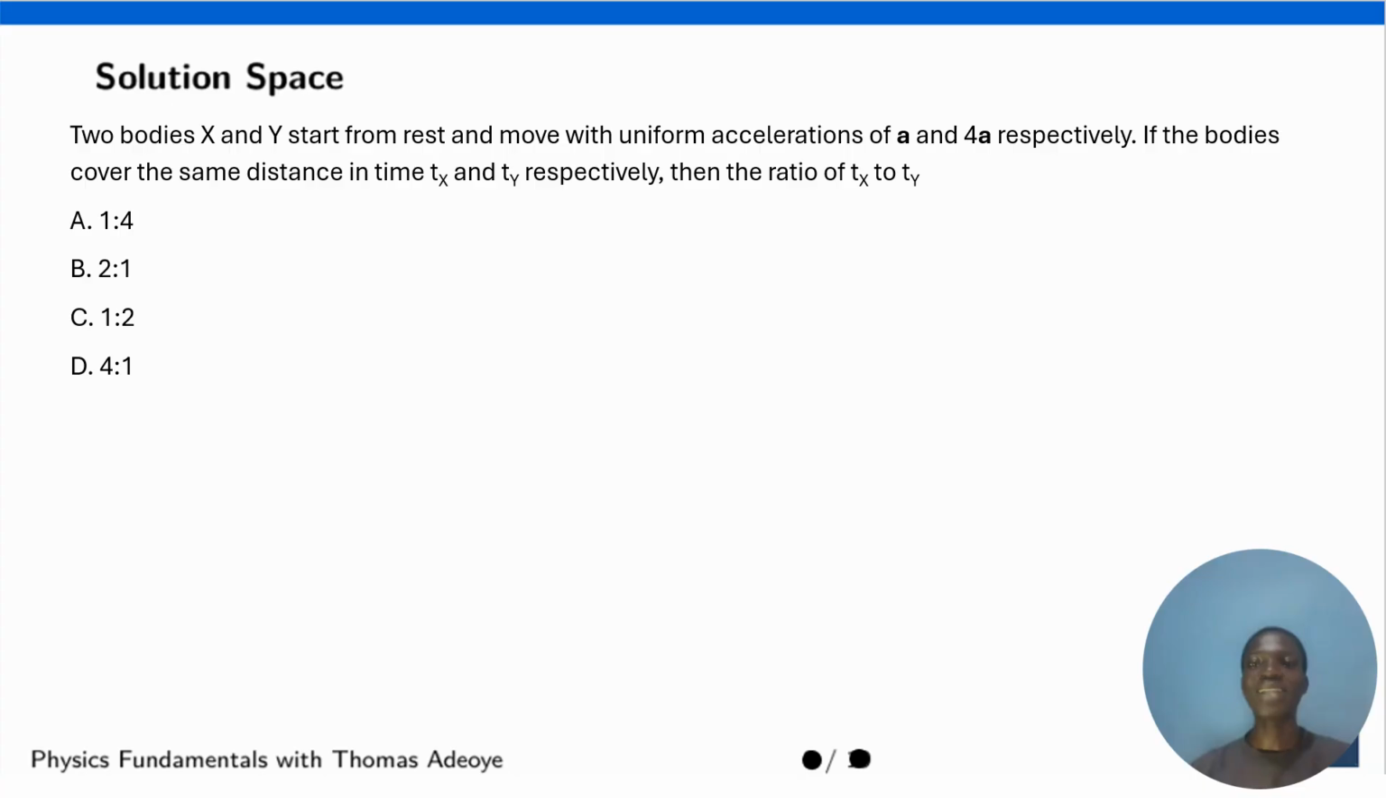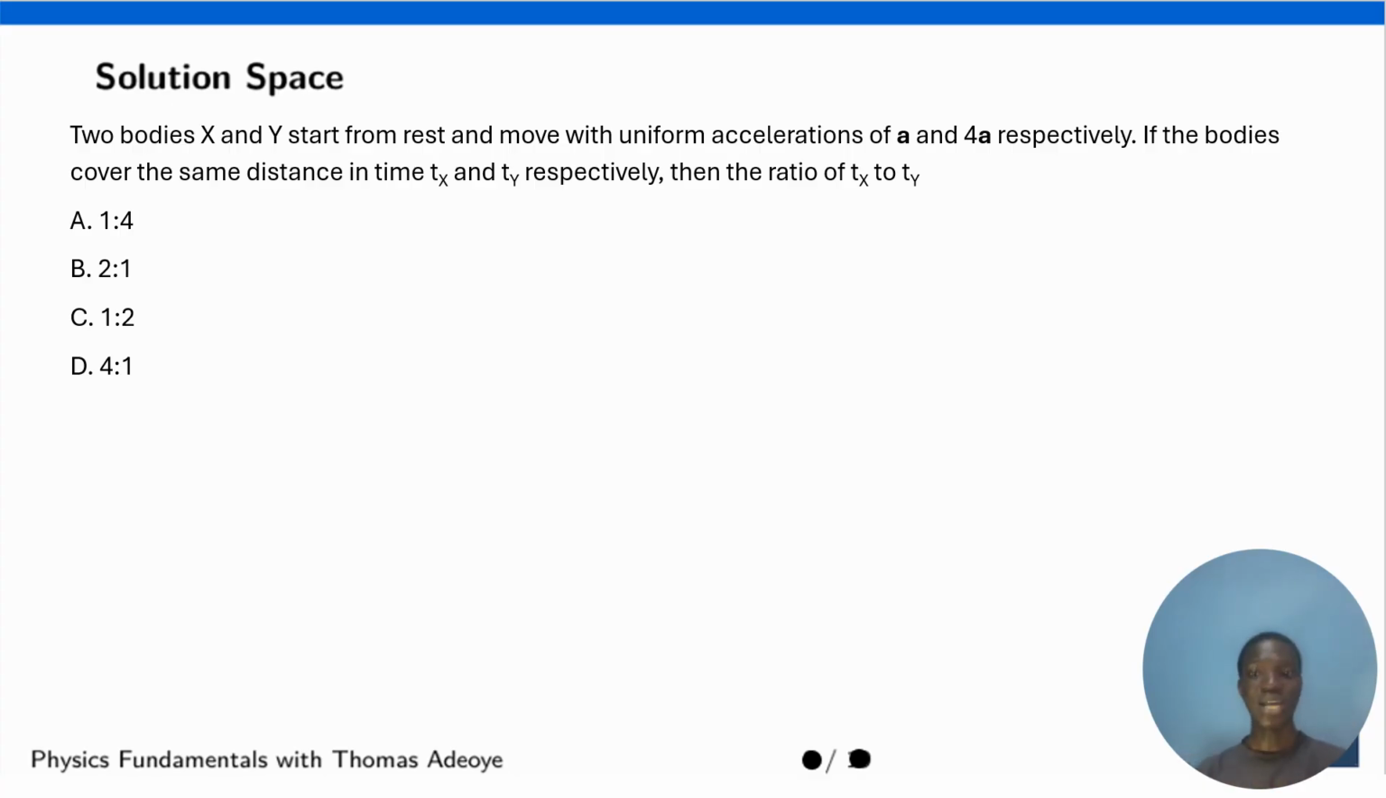So with uniform acceleration, they gave us the acceleration to be A for car X. We have 2 cars. Then the acceleration for car Y is 4A, respectively. Now, if the bodies cover the same distance, in the same time, not different times, we have T subscript X for car X and T subscript Y for car Y. Then we have to find the ratio of Tx to Ty.